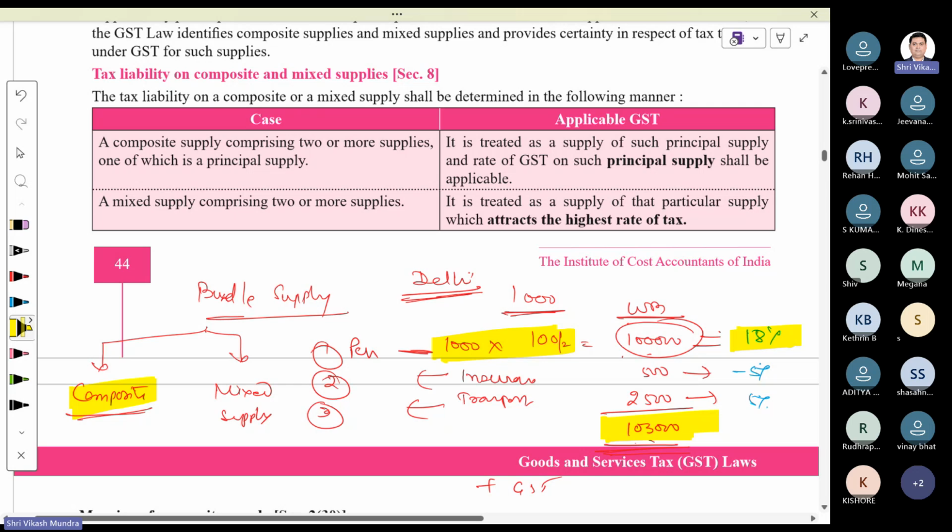Is it clear to all? I believe it is clear to all. Good. Try to understand another example.